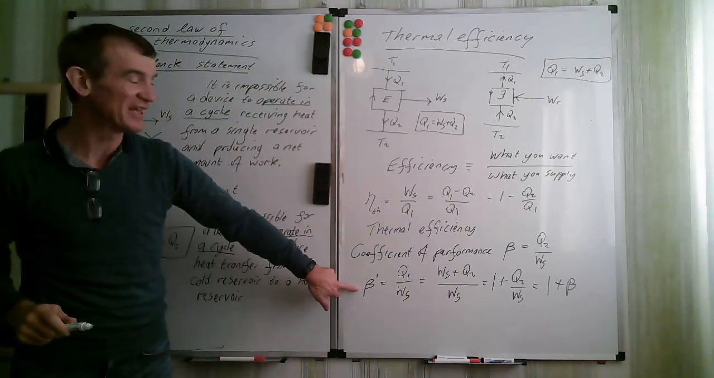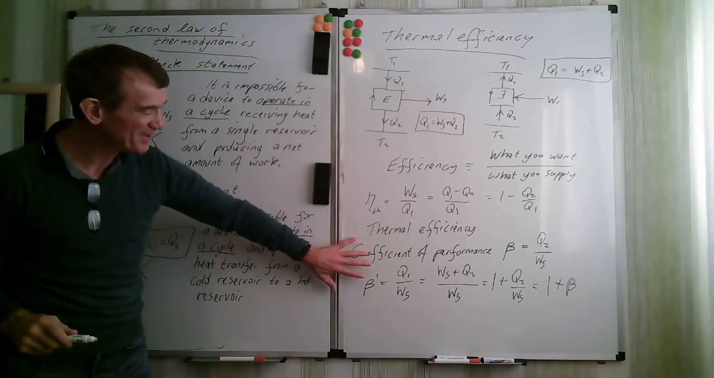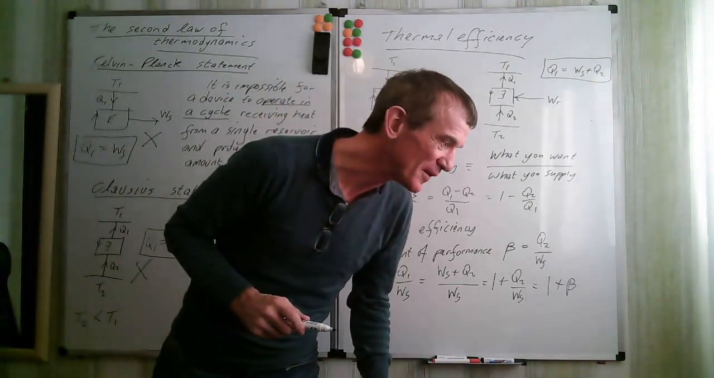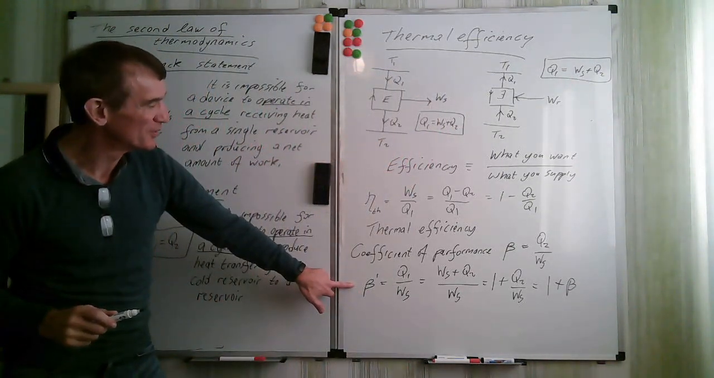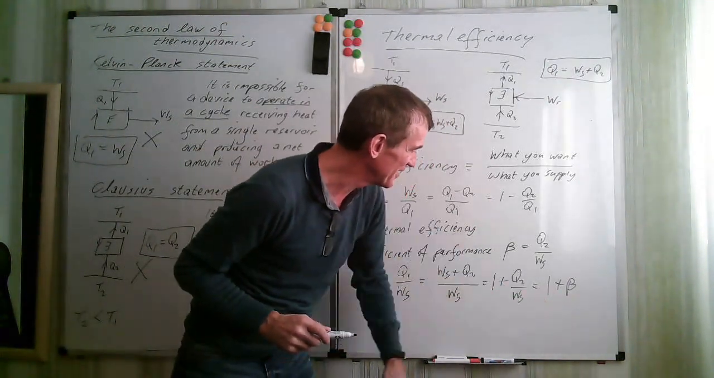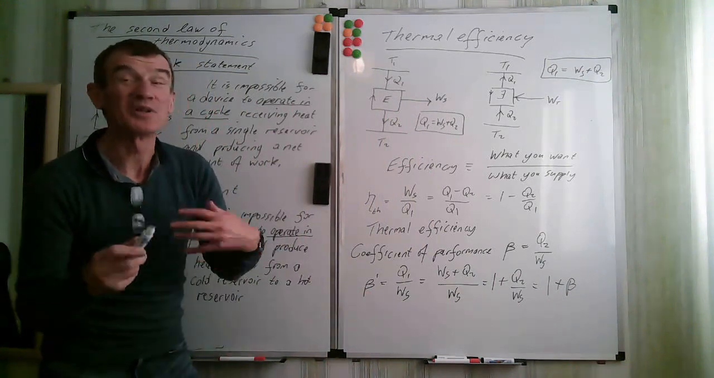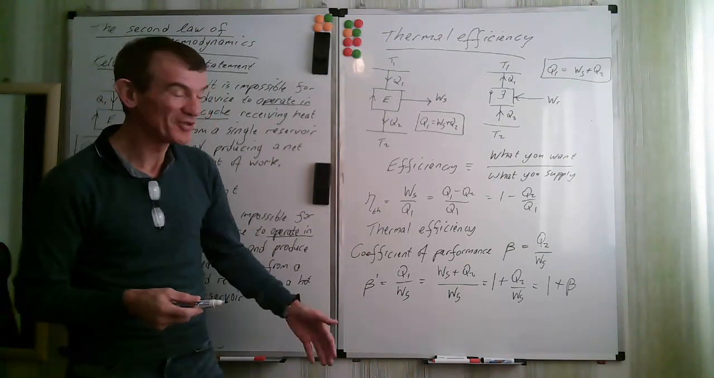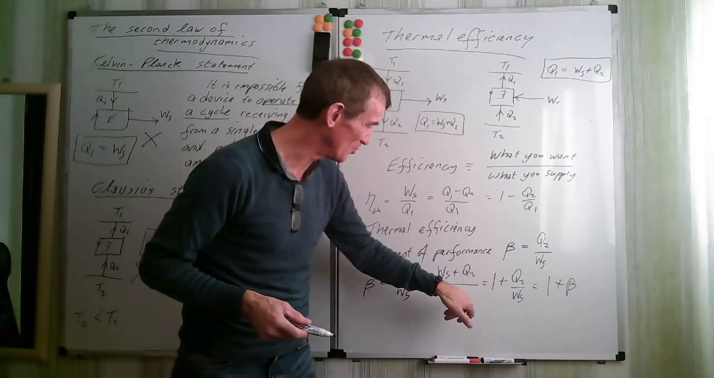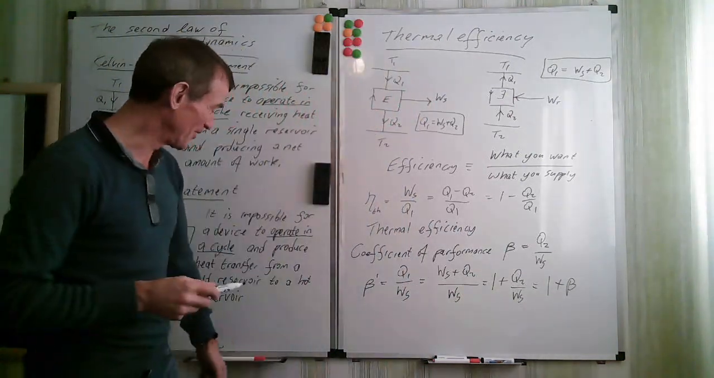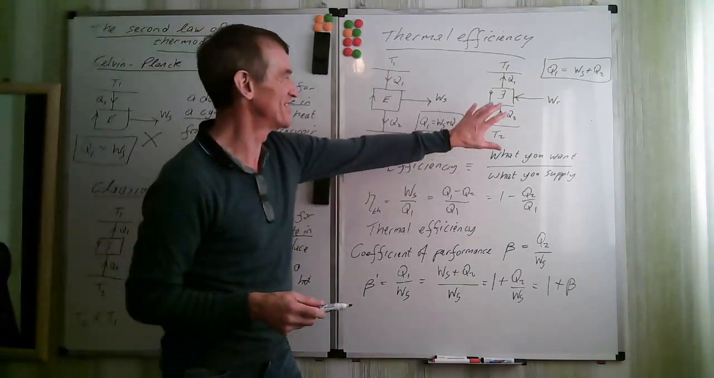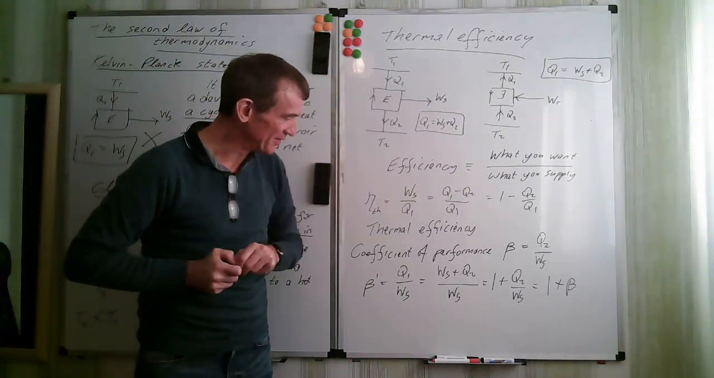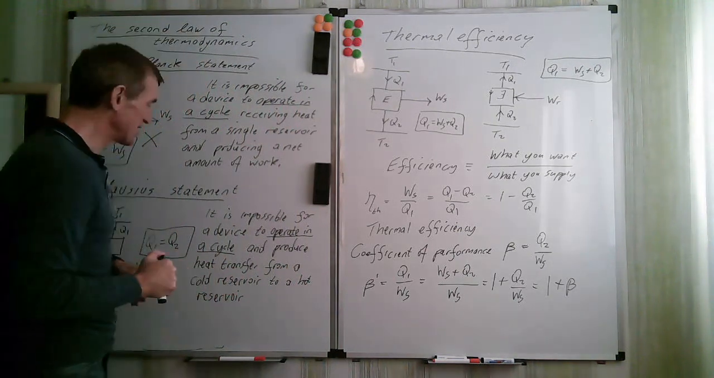So that's the coefficient of performance of the heat pump. The heat pump and the refrigerator are essentially the same type of device. We are running out of time. The only difference is that there's a relationship between the coefficient of performance of the heat pump and that for the refrigerator, and it turns out the heat pump's is 1 plus that of the refrigerator, depending on what you want. Essentially it's the same thing, just that you're focusing on different things in their design.